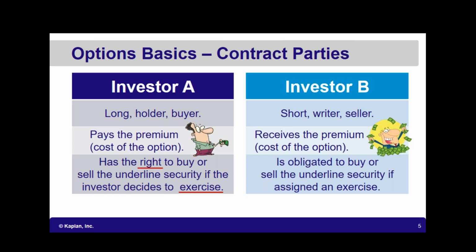But the seller does not have rights. They have obligations. So the seller is going to be obligated to buy or sell the underlying security if they're assigned an exercise. So to recap, buyers have rights, sellers have obligations.